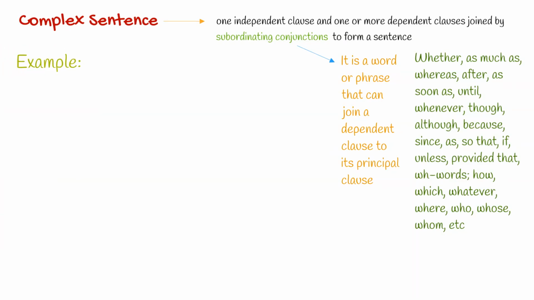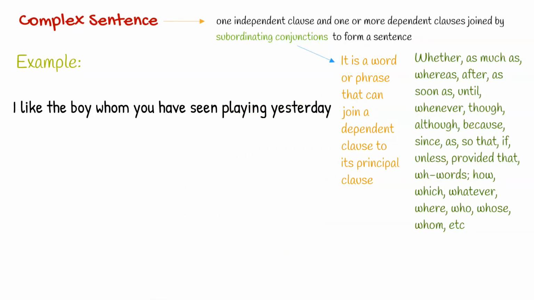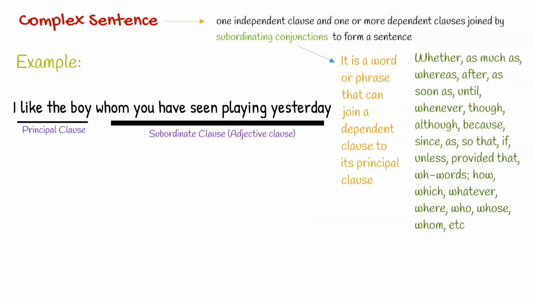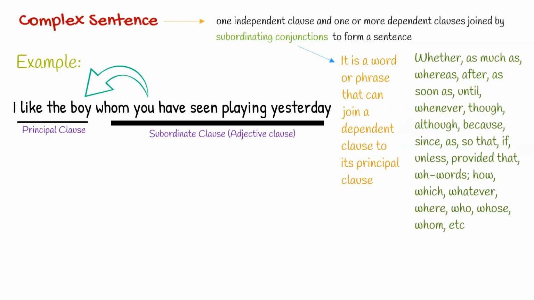Let's discuss some examples. I like the boy whom you have seen playing yesterday. Here "I like the boy" is the principal clause as it has its subject and finite verb and can convey the proper meaning. But "whom you have seen playing yesterday" is a dependent clause as it cannot convey proper meaning, and we still need more information. In this sentence, "whom" is the subordinating conjunction, and it connects the dependent clause to its principal clause. Here, the subordinate clause is defining the noun boy, hence it is an adjective clause.